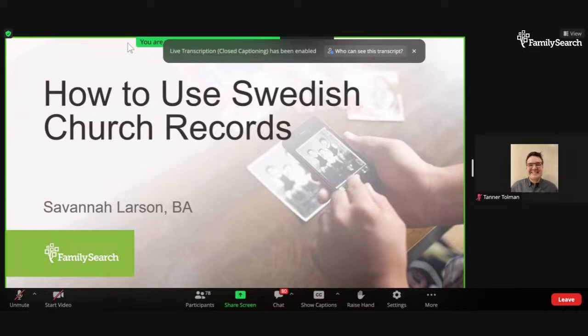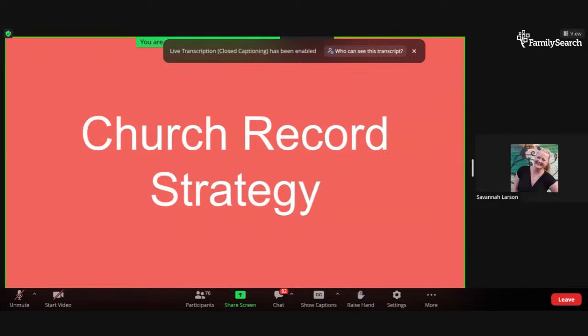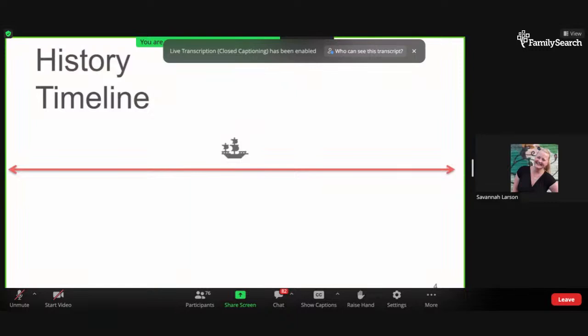This class is Getting Started with Swedish Research and How to Use Swedish Church Records. The objectives of this class are to learn about the history of Sweden and a little bit about the records, see examples of each record type that is typically used, and walk through a case study. My title alludes to church records because Sweden does have a state church, which means most of the records that you will be working with are church records. So today I will be explaining the church records strategy to help you learn more about the strategy that will be helpful.